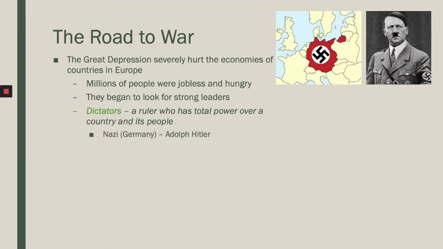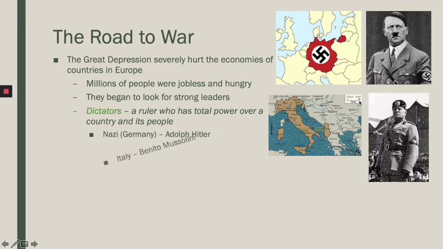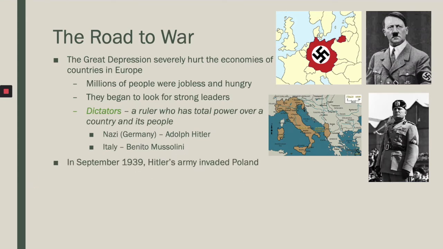Nazi Germany is one of those countries. You all know that the dictator there was Adolf Hitler. He came to power, and there's Germany on the European map. In Italy, you have Benito Mussolini, who is another dictator. And in September 1939, you have Hitler's army, which invades Poland. And that's kind of the first stone thrown in World War II.